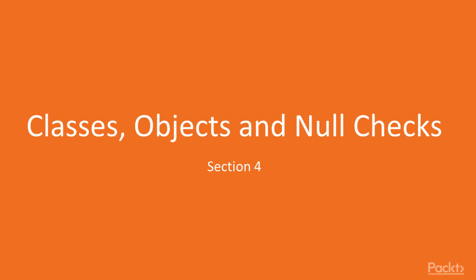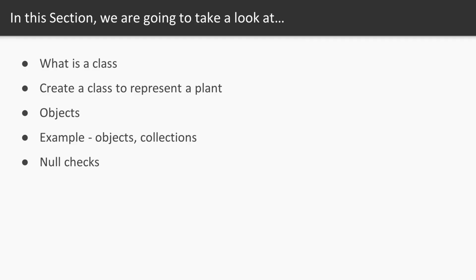In this section, we're going to explore classes, objects, and null checks. We'll start by taking a look at what is a class. Then we'll talk about how to create a class to represent a plant. Then we'll discuss what objects are and their relations to a class. Then we'll look at an example of objects and collections of objects. And we'll finish up with null checks.